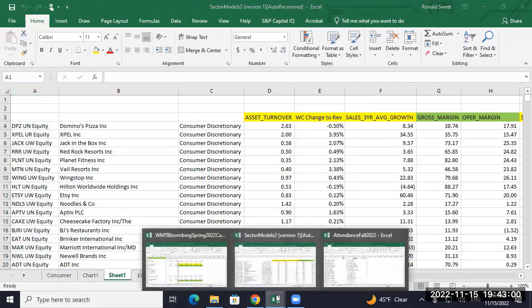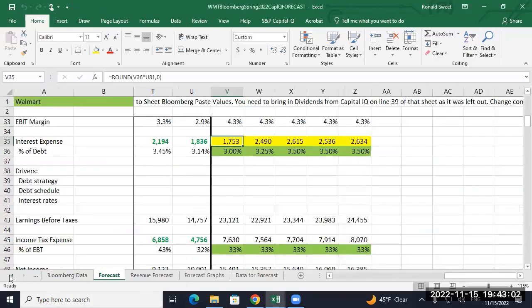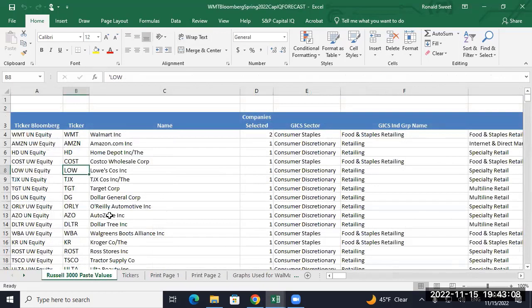Well, if you remember back in that Walmart file I gave you, that very first one, there's a file that says Russell 3000 pace values, and there's 2 columns of tickers in there. There's the Bloomberg ticker and there's the Capital IQ ticker. So I set it up. I used the link function to count and say take everything out. That's the US equity, and just leaving the tickers.